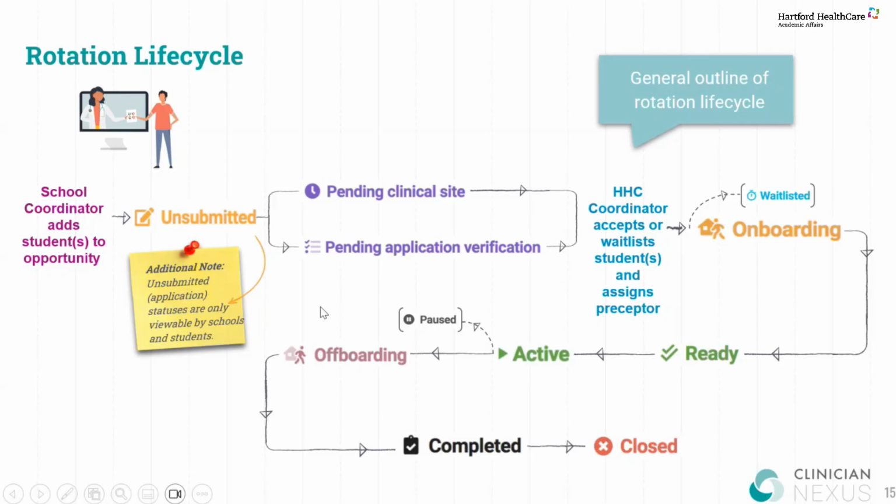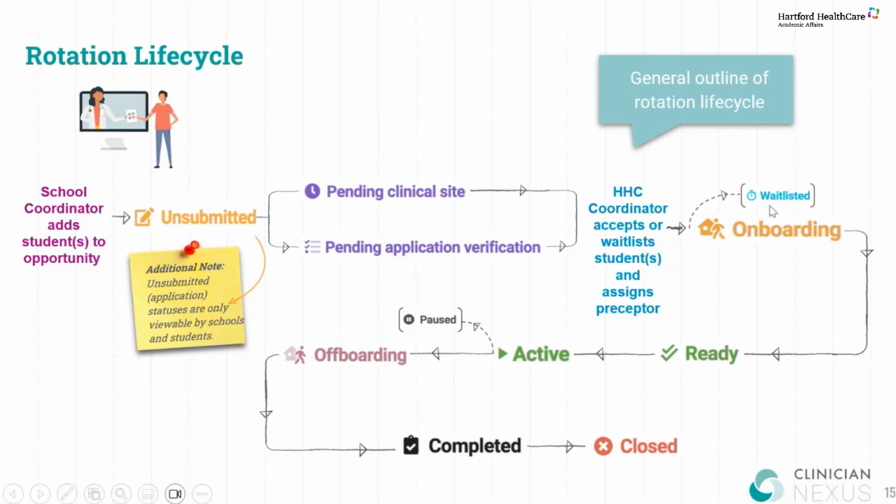And then just to step back, once again, all of that is created, which it is in your live account now. Once that happens, schools will begin to be able to act on those opportunities and request rotations for them. So the first thing that will happen is schools will come in and submit a request that will be in a pending status. You all then would be able to accept or waitlist a student and assign a preceptor to that rotation if you're going to accept it. And then they would automatically move into an onboarding status.